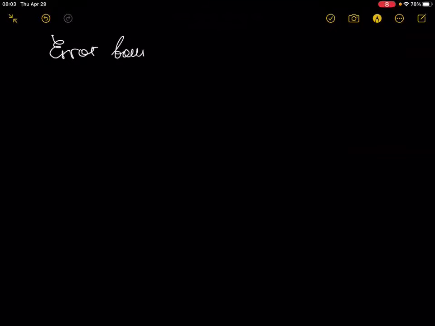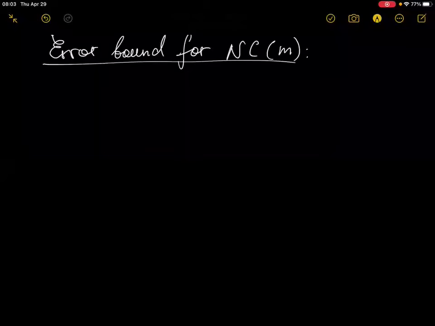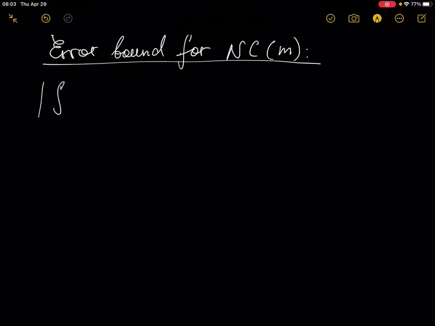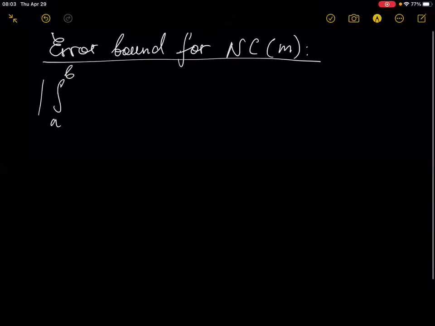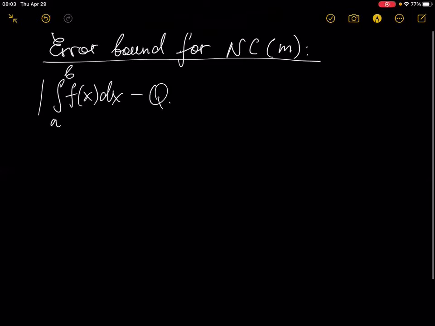In the last lecture, we stated the following error formula for Newton-Cotes rules. The error bound for Newton-Cotes rules of order m is the following. Integral from a to b of f of x dx minus the quadrature, which we have found using the Newton-Cotes rule.